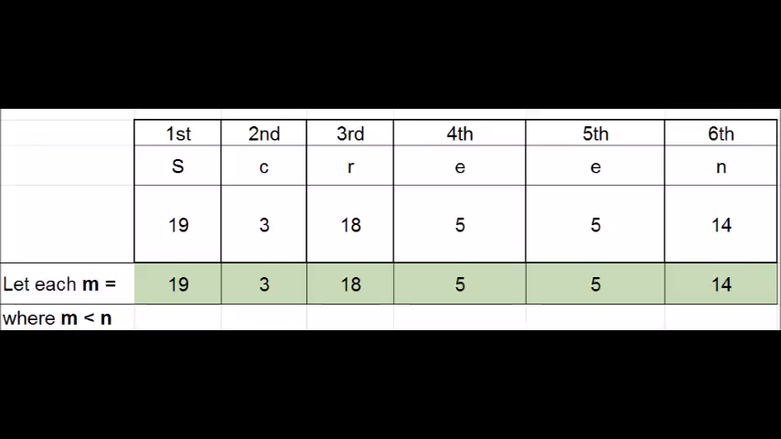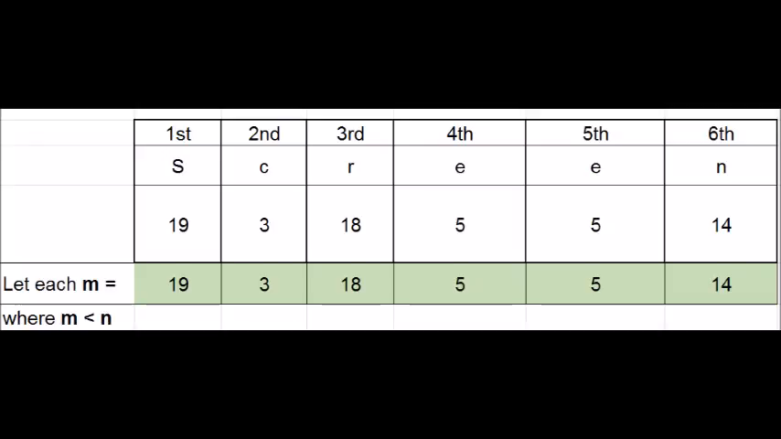Okay? So when you do that for every single letter, we get M. So M is equal to 19. You have to do this for each letter, by the way. So you encrypt the different values of M separately. So you're going to encrypt S and C and R and E and N. You're going to encrypt them completely separately.